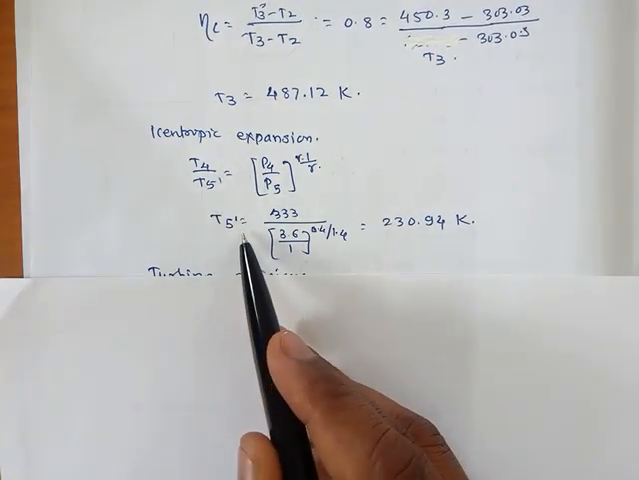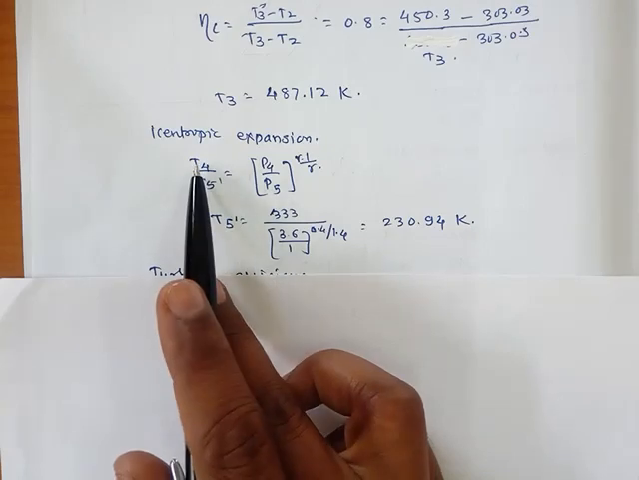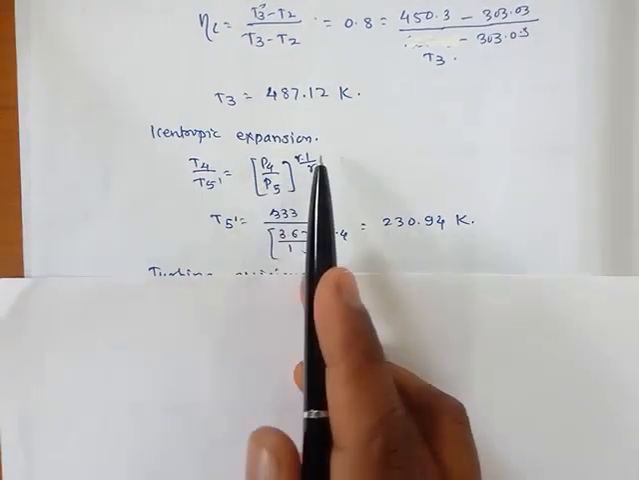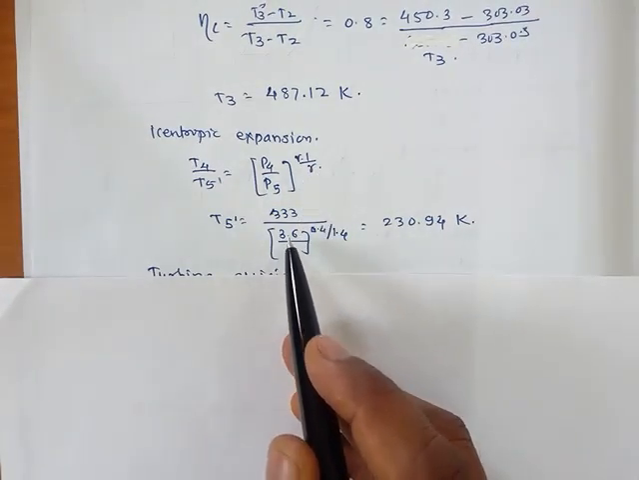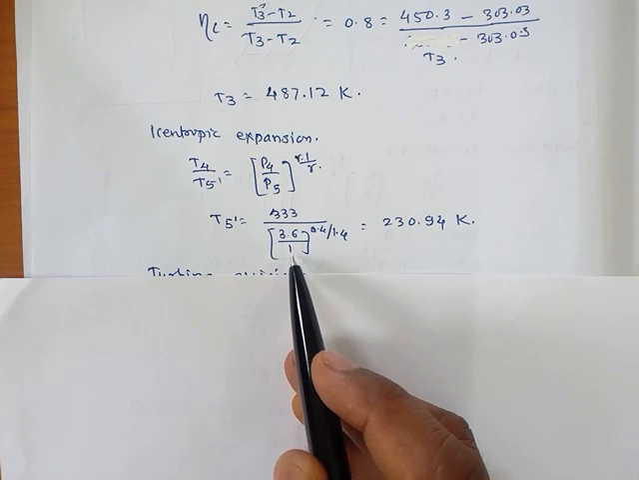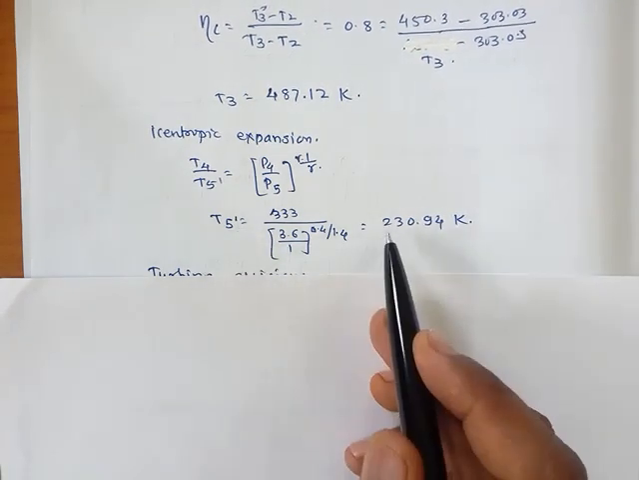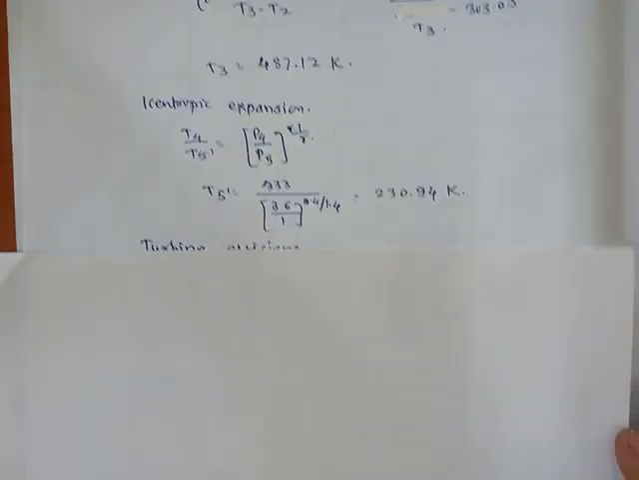So T5 dash temperature is equal to T4 temperature, 333, divided by the pressure ratio raised to gamma minus 1 upon gamma. The pressure ratio is 3.6 divided by 1, because 1 is the cabin pressure. After solving this, we get T5 dash equal to 230.94 Kelvin.